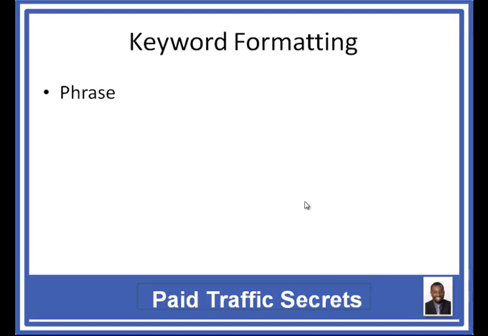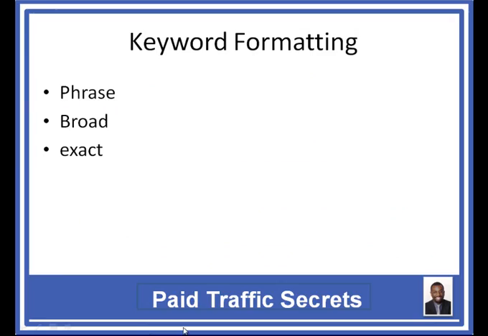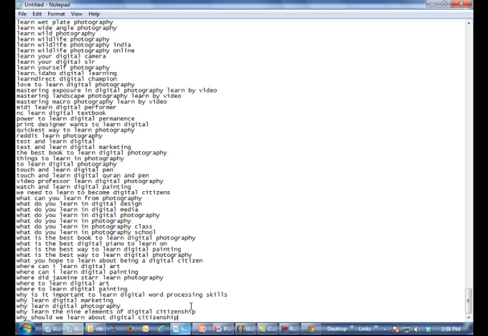Now, when it comes to formatting your keywords, there's 3 things you've got: phrase, broad, and exact. So let me show you what that means when you're working with Google. So let's open up Notepad. Okay. Phrase, broad, exact. So let's say your keyword is fat burner.